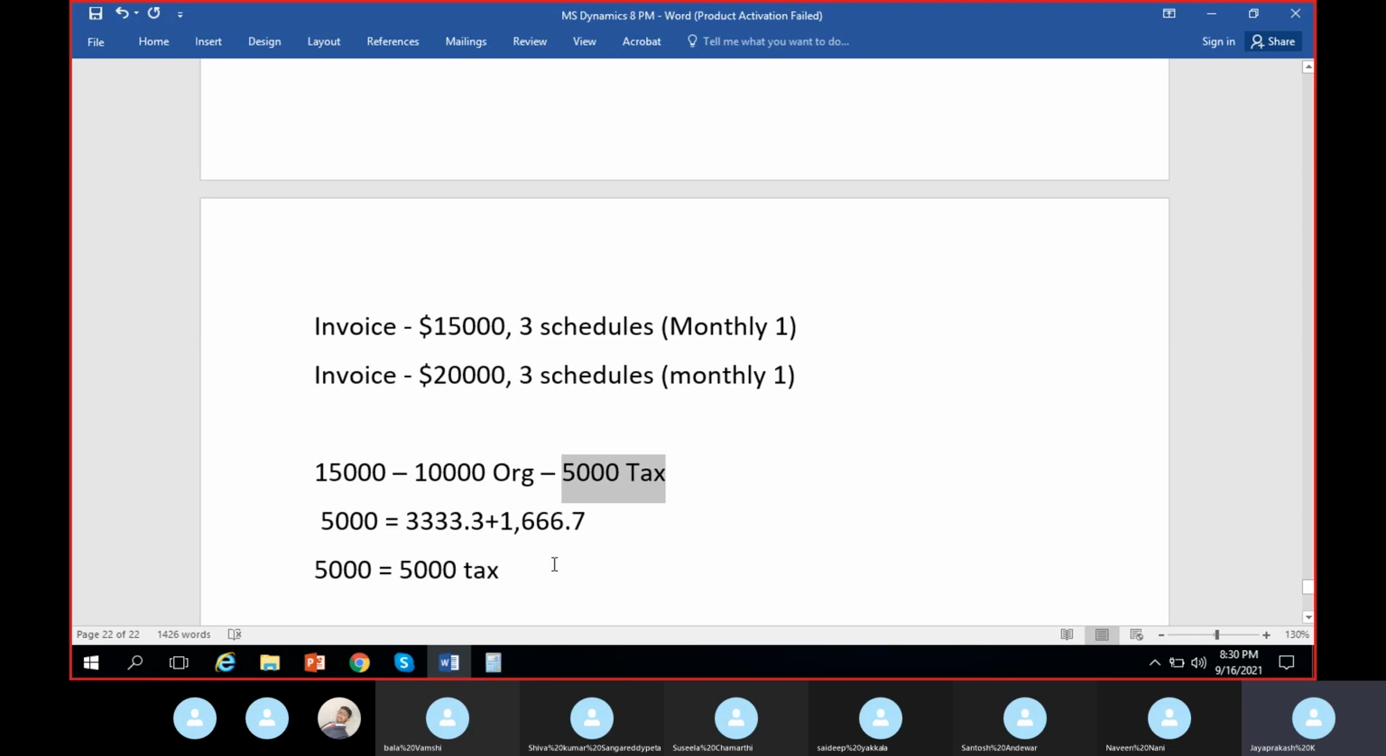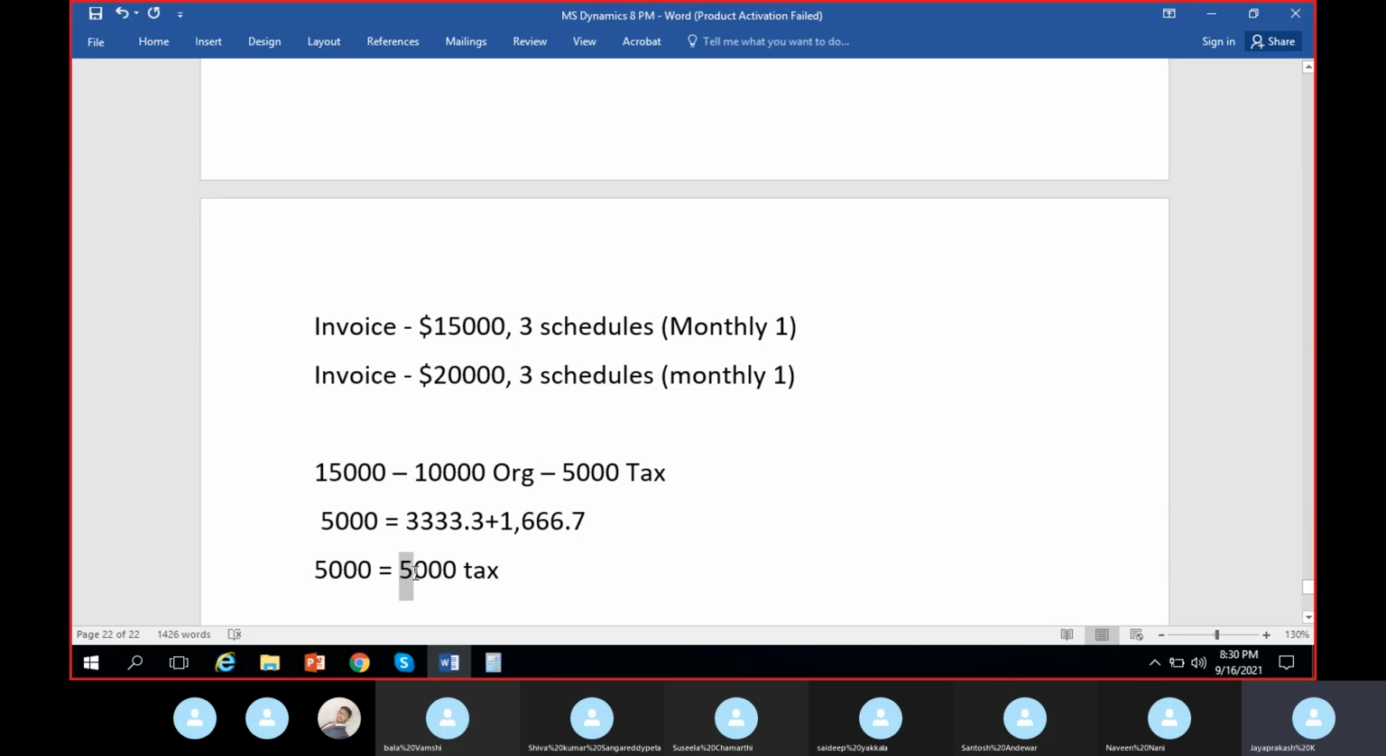Total 5,000 is tax deducted, and the remaining 10,000 you will pay in the next 2 installments. However you pay, you have to pay a total of 15,000 in 3 installments. It's just the indication that you are paying the tax amount first. If you do it proportionally, every month you will pay like this, 3 times.